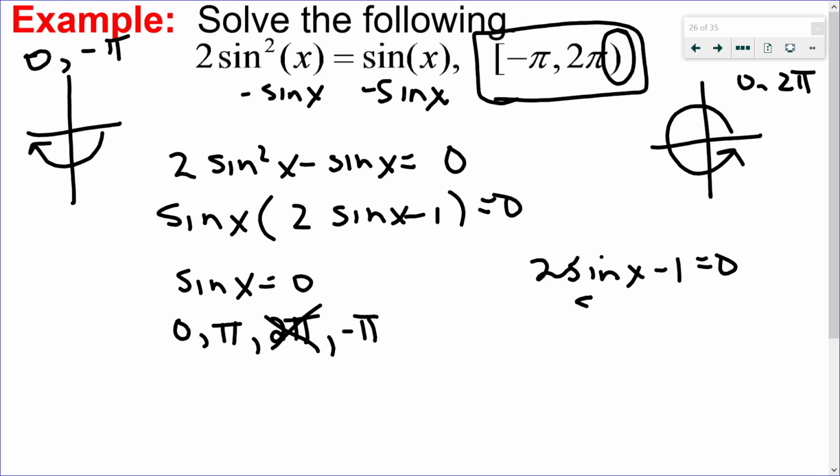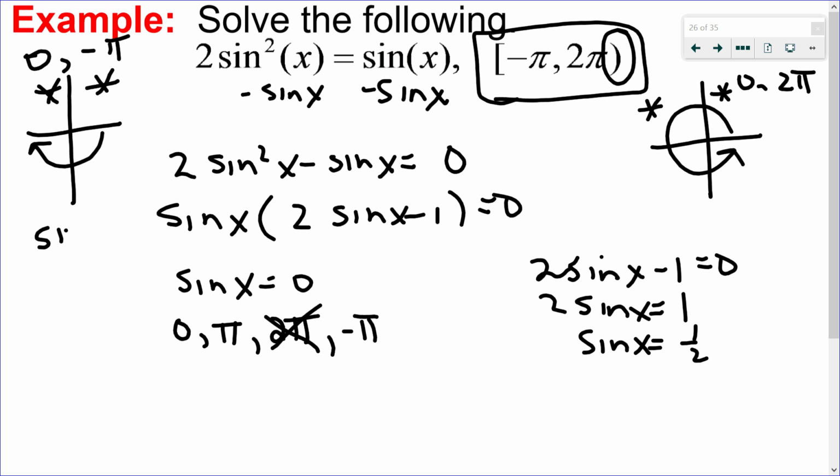Okay, let's go over here. So I am going to add 1 to both sides and then divide both sides by 2. So sine is equal to a half. So sine is positive in quadrant number 1 and quadrant number 2. So you can see, oh, it kind of looks like a little happy face there, doesn't it? There's no solutions in here. So sine x equal to a half has no solutions there. So I only have to focus on the positive solutions for quadrant number 1 and quadrant number 2 here.